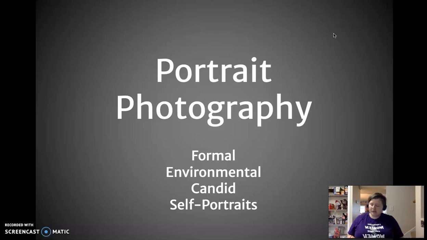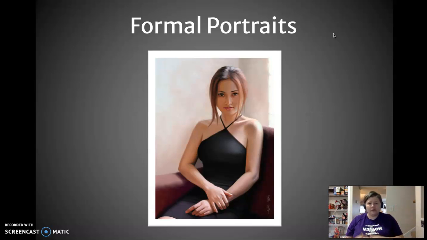We've briefly talked about landscape photography, which is pictures of places. We've talked a little bit about still life photography, which is pictures of things. And now we're going to talk about portrait photography, which is pictures of people. So, first off, formal portraits.